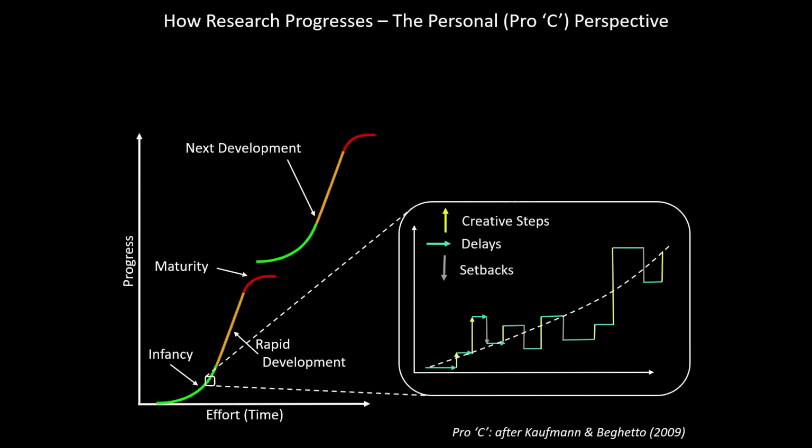So let's just identify these different parts of this more digitized curve that is, in actual fact, you could argue, disruptions all the way, not just between growth curves. From the individual perspective, that is what it looks like. So, and we can identify the different features. We've got creative steps that progress the field of research. There are delays and there are setbacks that hold it back.